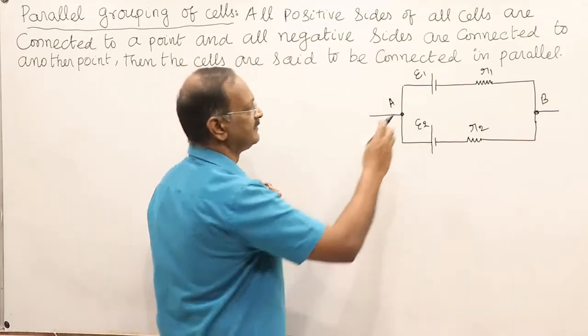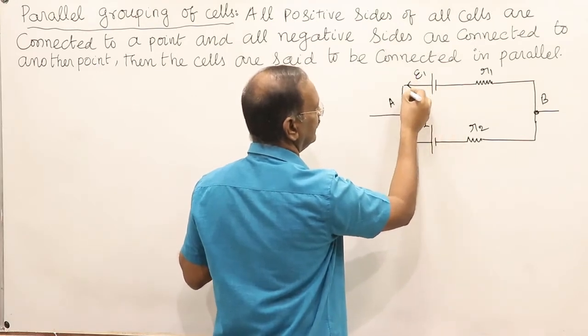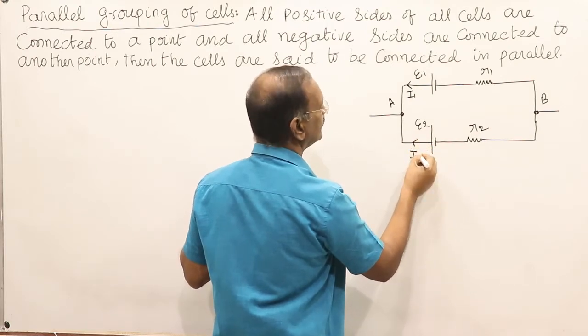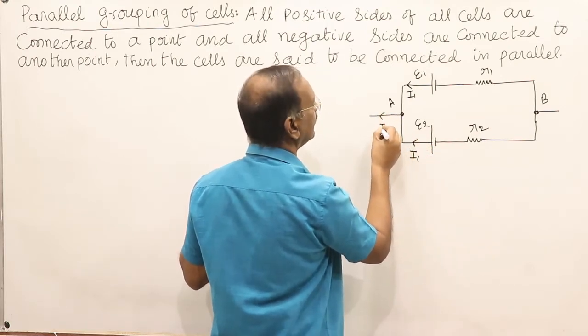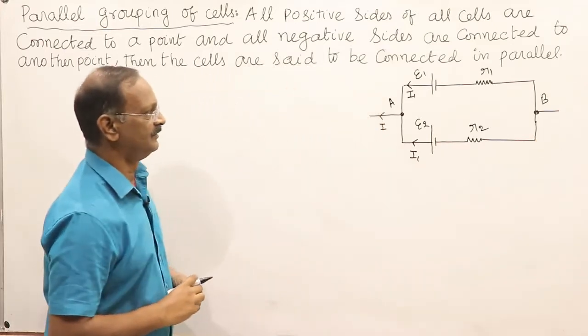See, this is the positive side, this is the negative side. From the positive terminal, current I1 will flow, and this is the total current I. Here I have not shown it.